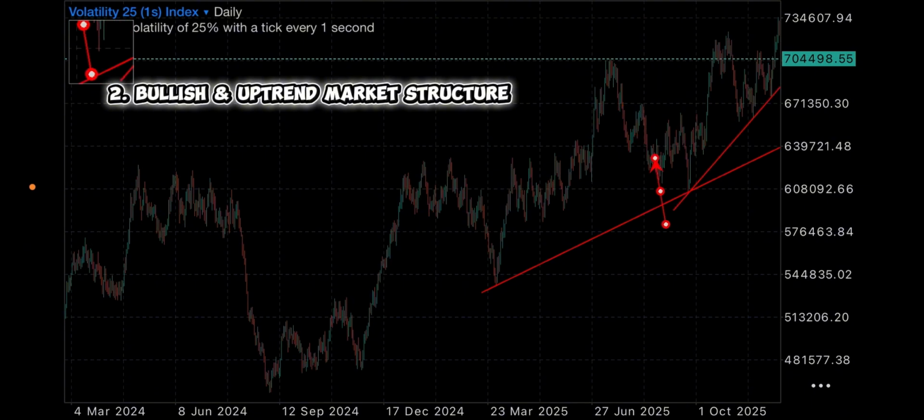This is a high, this is a low, this is a high. Higher highs and higher lows. You can see this low, you can see this low. This low is higher than this low. The next low is higher than the previous low.